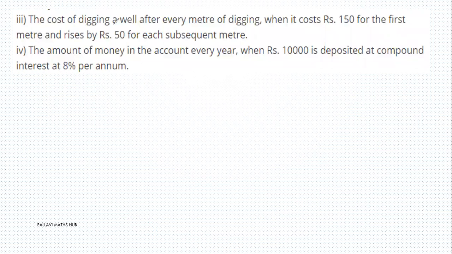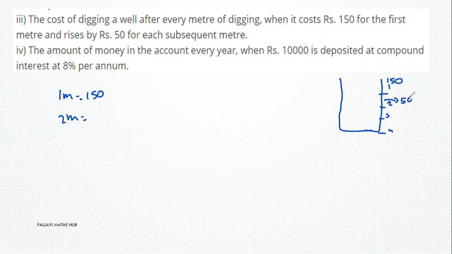Next sum: the cost of digging a well after every meter of digging, when it costs rupees 150 for the first meter. You look here, this is a well. So this is 1 meter, 2 meters, 3 meters, 4 meters continuously. For 1 meter, how much are they charging? 150 rupees. Next, it rises by rupees 50. For the second meter, how much is the rise? 50 rupees.